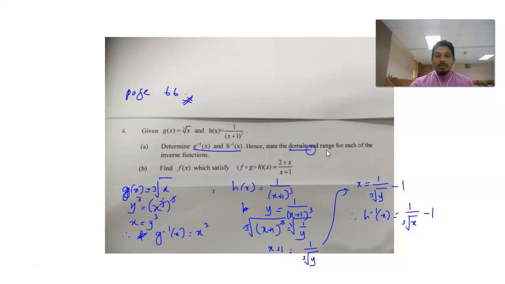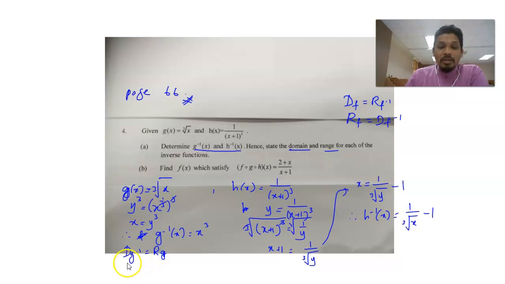And state the domain and range for each of the inverse functions. We may use this formula, where the domain of f equals the range of f inverse, and the range of f equals the domain of f inverse. In this case, for both of these, the domain of g inverse equals the range of g, and the range of g inverse equals the domain of g. So, the domain of g inverse.